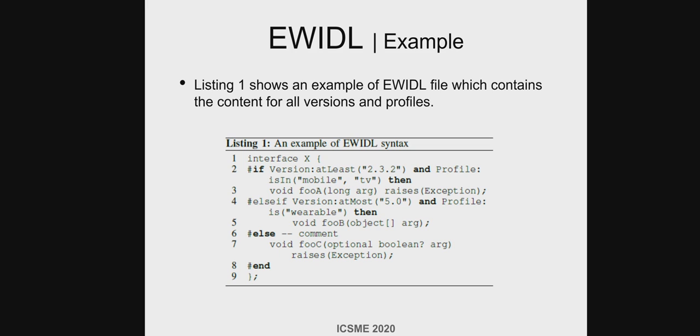Listing 1 shows an example of EWIDL syntax. Terms such as version, at least, and profile is in are converted to Python functions. When the EWIDL parser encounters conditional expressions, it invokes the Python interpreter to evaluate them in the context of the active configuration.